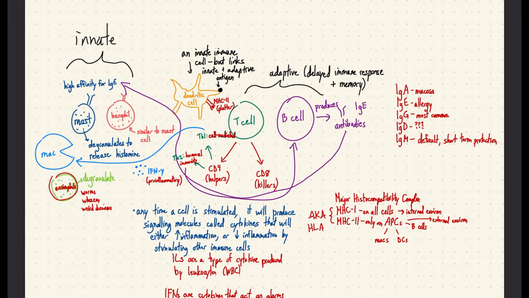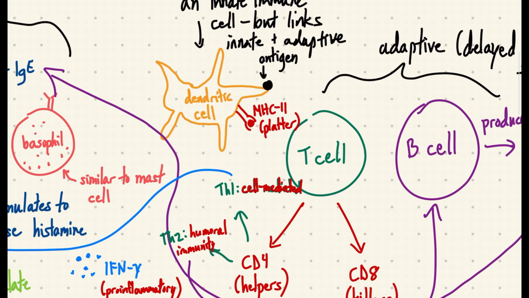They present them to T cells, and they do so via something called MHC class 2, which you can think of as the platter for an antigen. I don't know that it's fully necessary that you understand and name MHC class 2, but if you understand it, it obviously is a little bit better for your understanding of immunology as a whole.